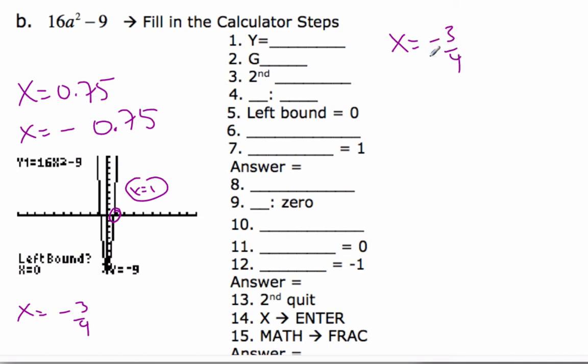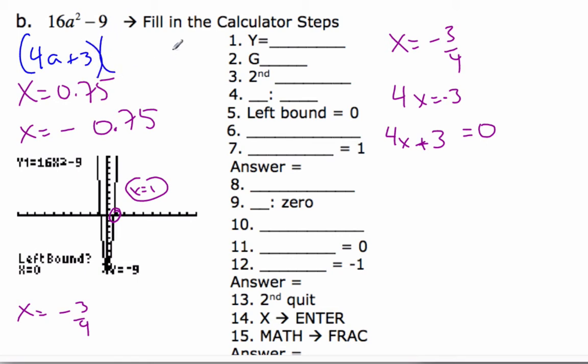And I have to go backwards. I need it to be equal to 0. So in order to do that, I multiply both sides by 4 and get 4x equals negative 3. And I add 3, and it's 4x plus 3. That's going to be one of my factors. It's going to be a 4x plus 3, though.